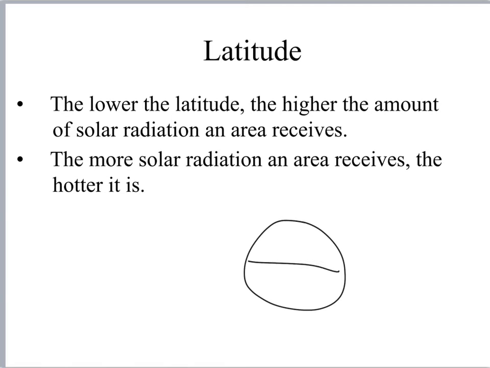So if this is my Earth, the 0 would be the equator, and the top and the bottom would be 90 degrees, which would be our north and south pole. So the lower the latitude, meaning the closer to the equator it is, the more solar radiation an area is going to receive. More radiation means higher temperatures, it's going to be hotter.